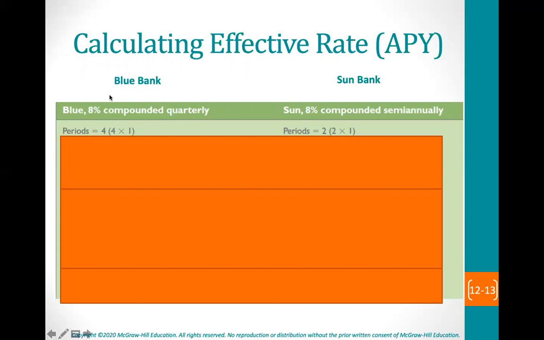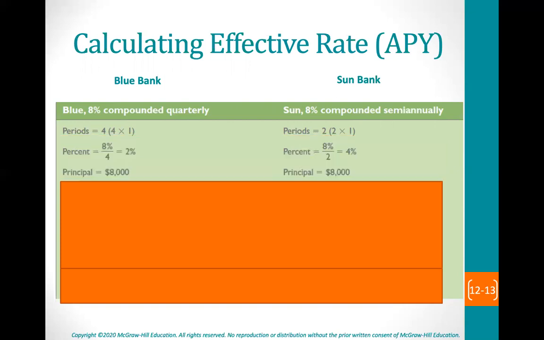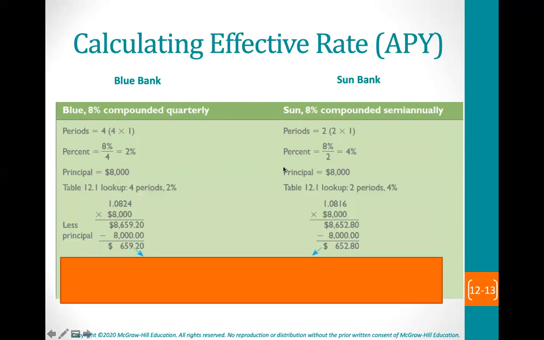So for Blue, we have 4 periods in 1 year, 1 quarter times 4, we have 4 periods. Sun has 2 periods because it is compounded semi-annually, every 6 months. Our stated interest rate is the same at 8%, but the periods differ. So our interest per period for Blue is 2%, whereas our interest for Sun is 4% because it only has 2 periods. They both have the same principal amount of $8,000.